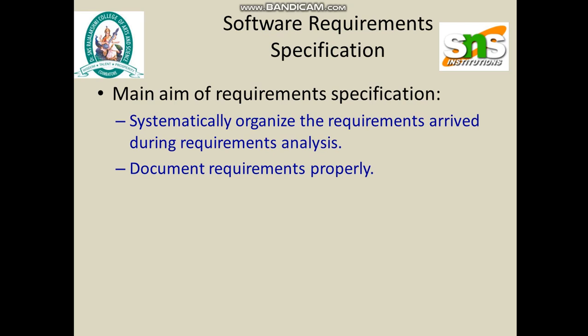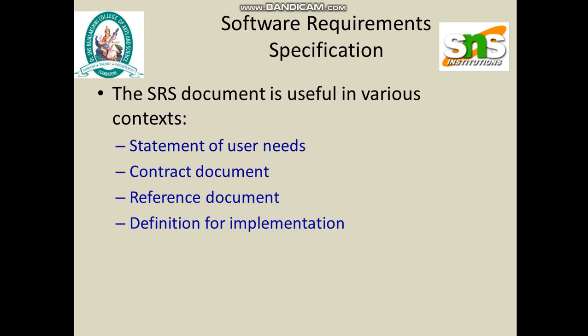The main aim of the requirement specification is to systematically organize the requirements arrived at during the requirement analysis phase, and finally document the requirements properly. That document is called SRS, that is, Software Requirement Specification document. The SRS document is useful in various contexts. It consists of the statement of users' needs, and it acts like a contract between the customer and the business, that is, the development team. It can be a reference document for the entire development process of the software product, and it also gives the definition for implementation of your proposed product.